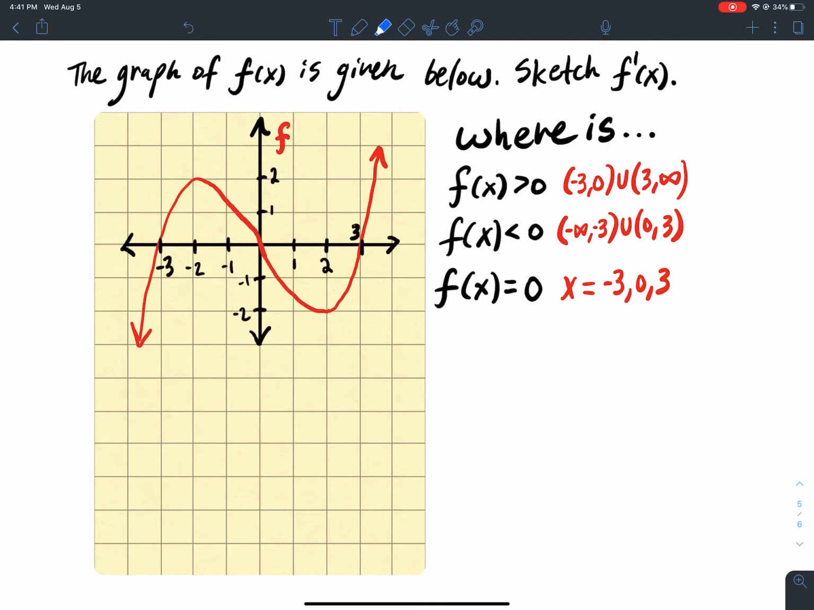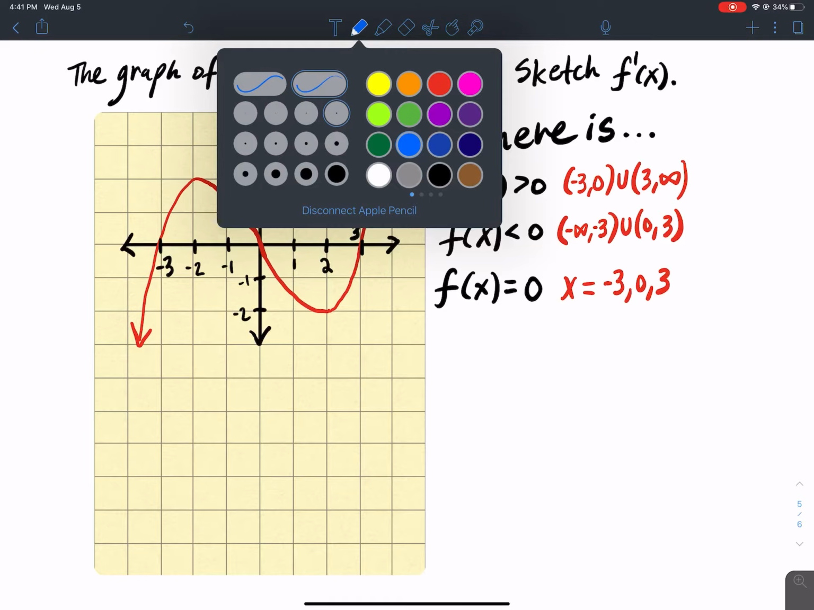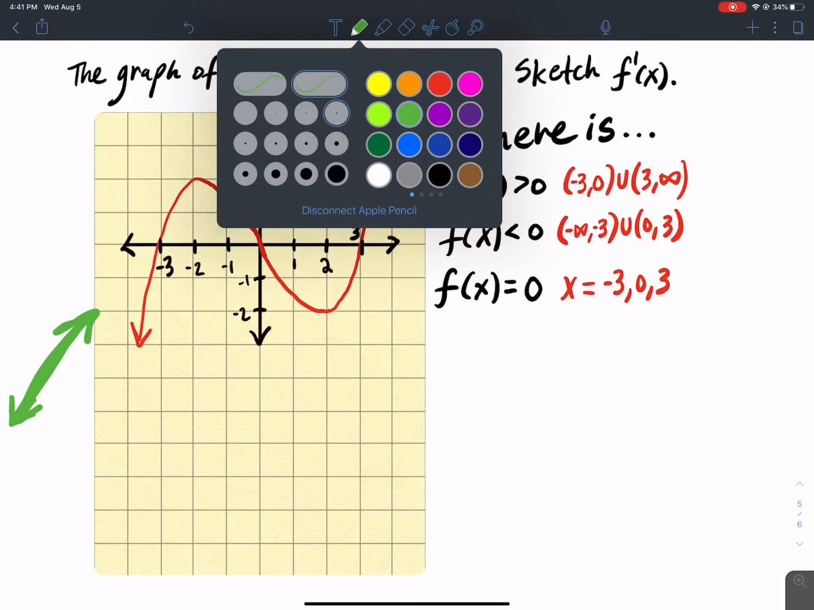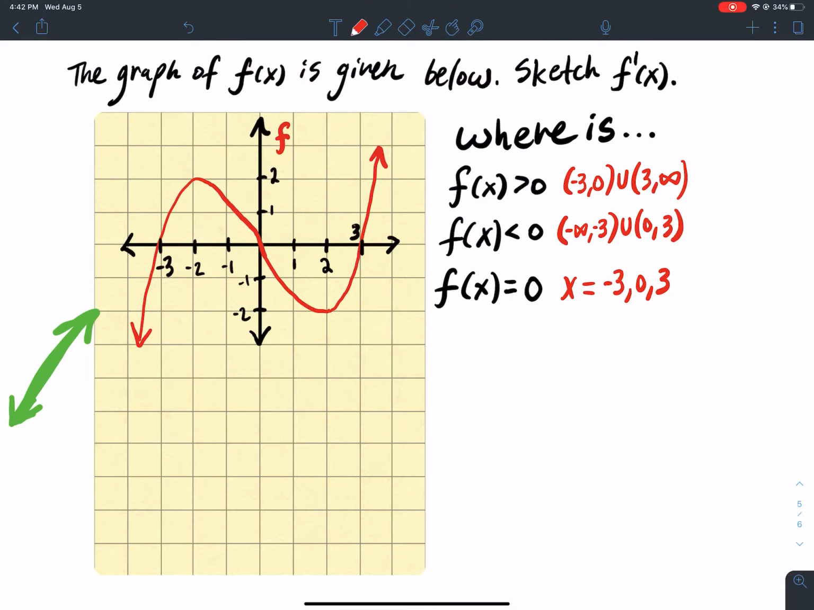Now, when I'm talking about the derivative, what I need to think about is the slope of the tangent line. So where do my slopes turn from positive slopes? I'm going to do green for positive, at least that's what the stock market does, and then red for negative. So where are my positive green slopes and where are my negative red slopes?